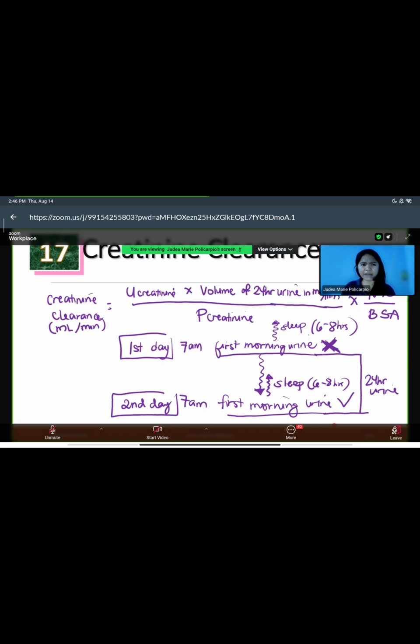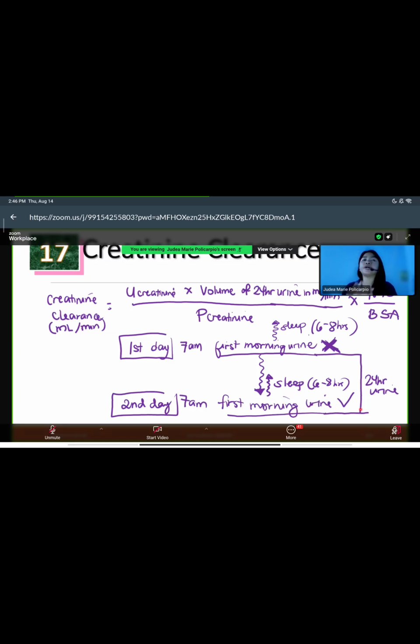Teka ma'am, why do we have to do that? Bakit kailangan namin mag-adjust ma'am, for the muscle mass of your patient? Kasi again, this brings us back to the definition ng creatinine. Ano nga ba yung definition ng creatinine natin? It is the end product of muscle metabolism, meaning the more muscles you have, the more creatinine there would be. Kasi production ng muscle metabolism. Pag mas marami kang muscle, mas maraming creatinine na lalabas.